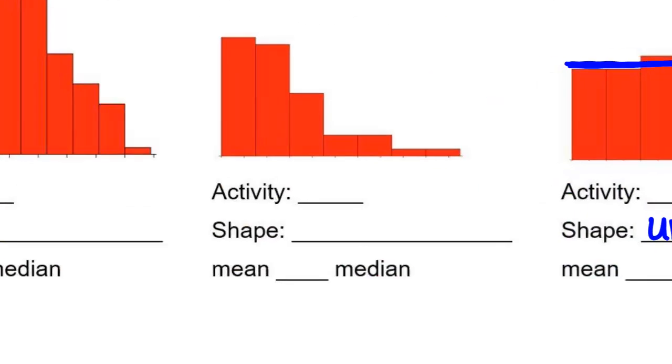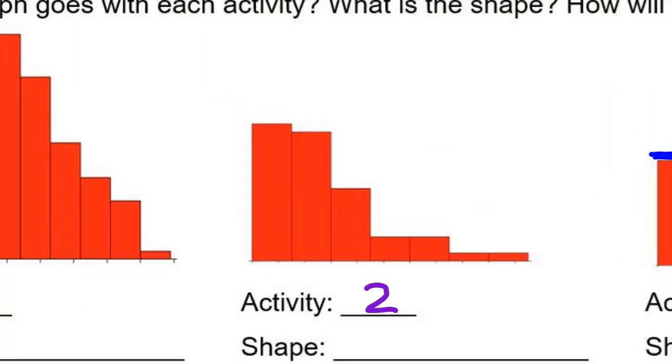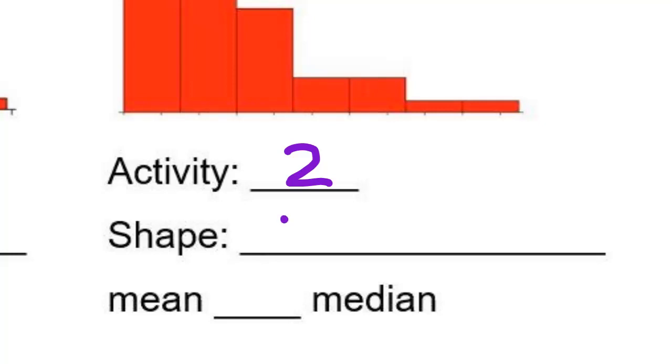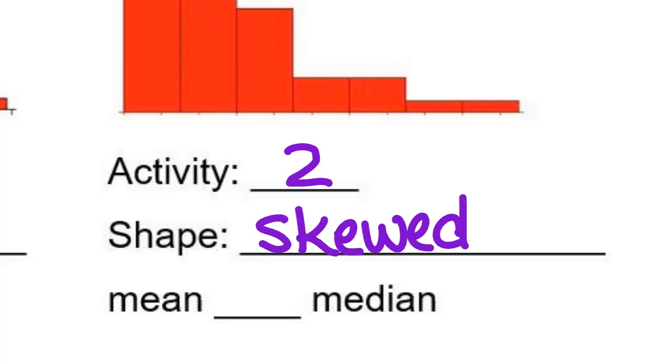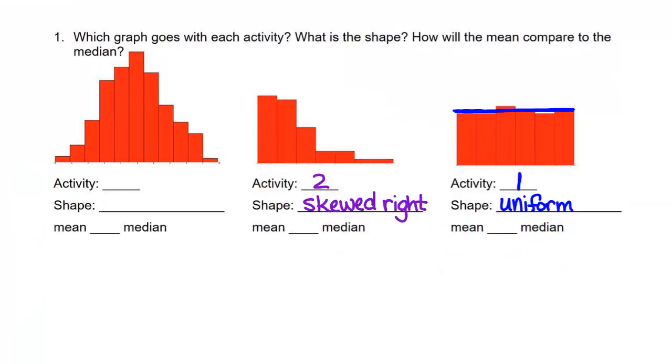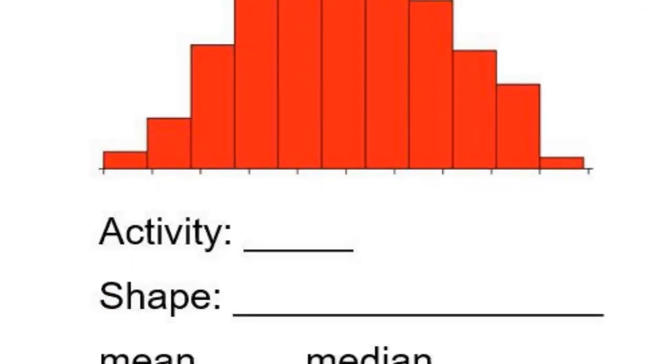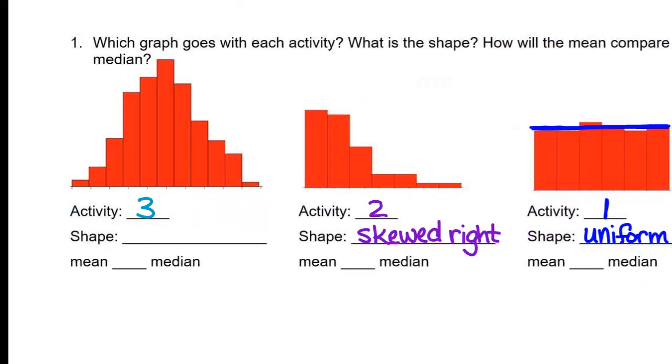Second graph. How would you describe this shape? Skewed to the right, yes. All right, so this last one would have to be activity number 3, the stopwatch, right?